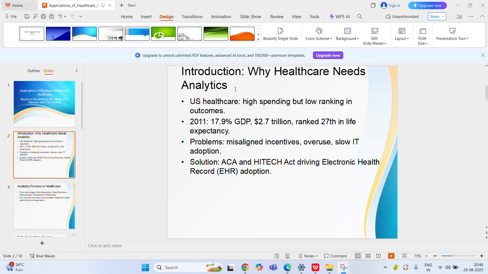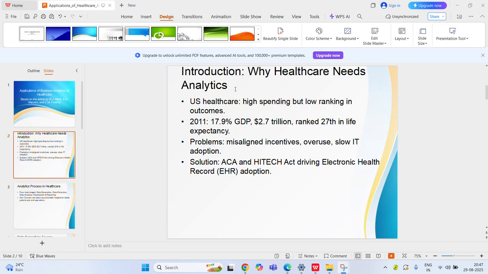And to provide the solution for these problems, there were two acts which came into the picture. First is the Affordable Care Act, that's ACA, and the Health Information Technology for Economic and Clinical Health, that's the HITECH Act, which is a component of the American Recovery and Reinvestment Act, 2009. And these acts have initiated tremendous change in the healthcare system.